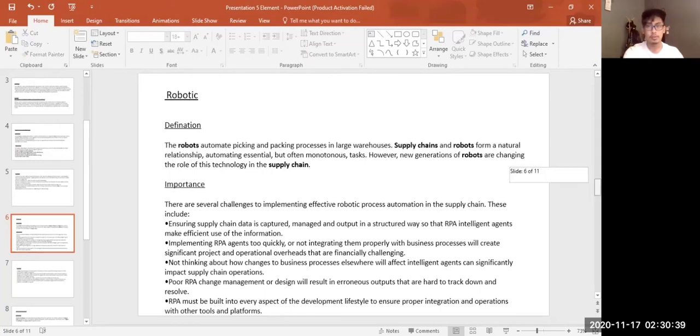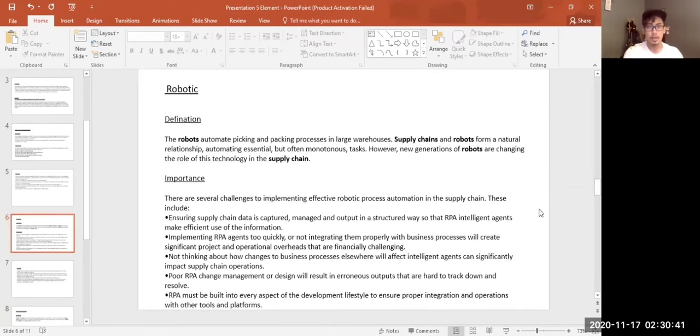The first one is ensuring supply chain data is captured, managed, and output in a structured way so that RPA intelligence agents can make efficient use of the information. Number two, implementing RPA agents too quickly or not integrating them properly with business processes will create significant project and operational overheads that are financially challenging.